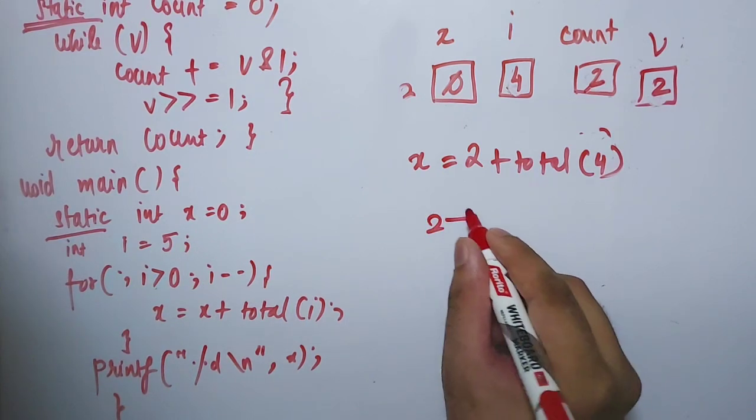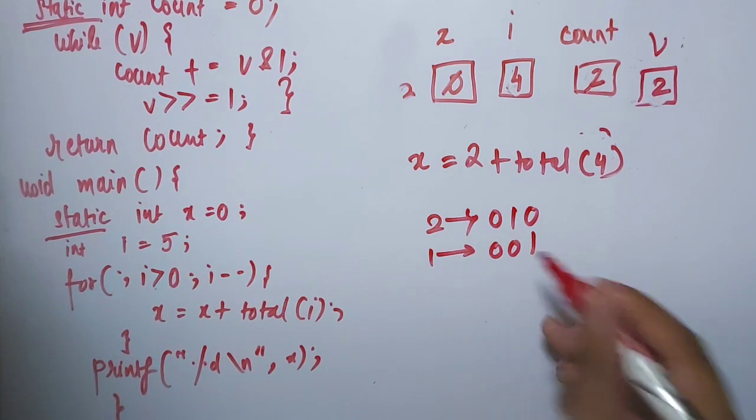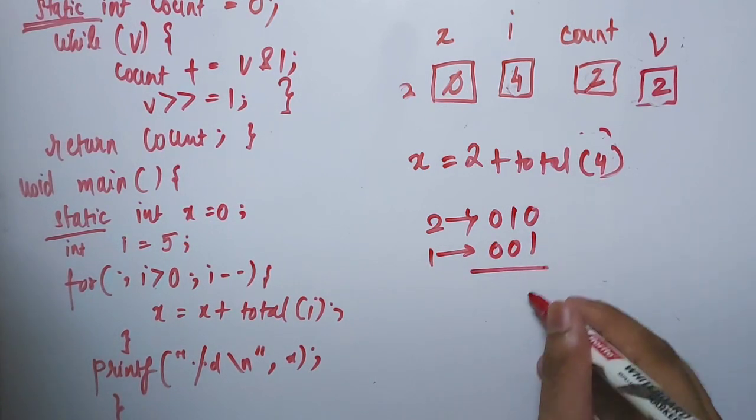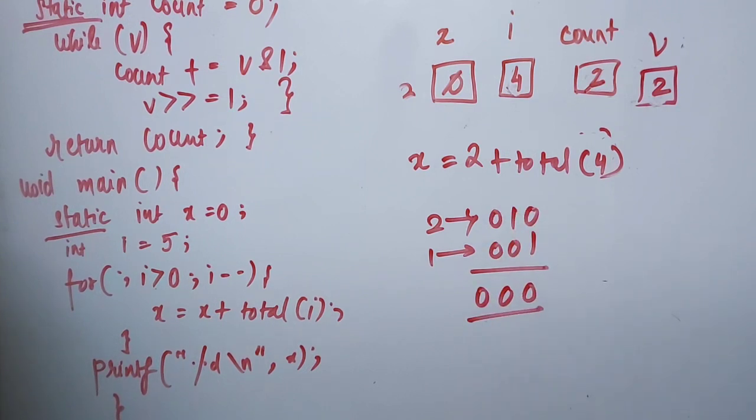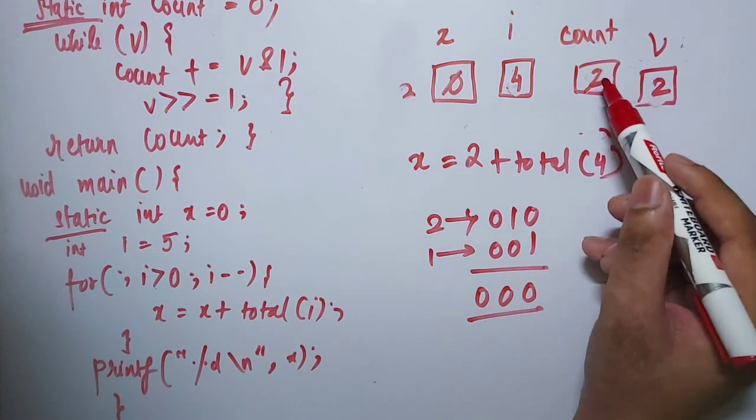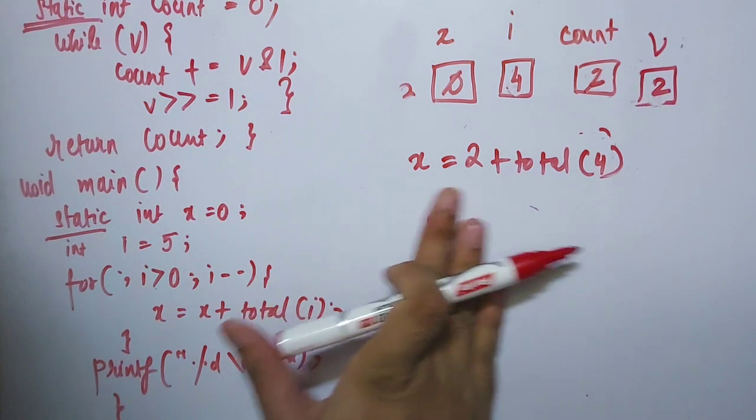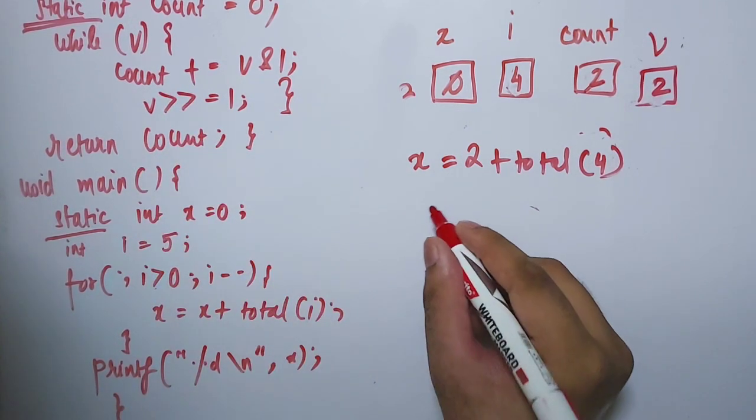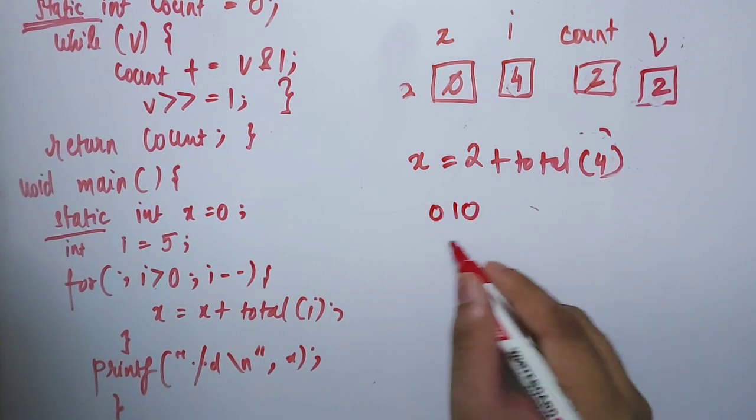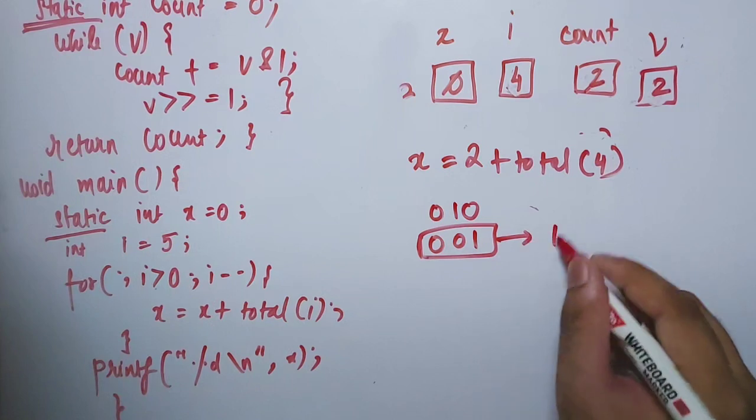ANDing. So 2 is 0 1 0, and 1 is 0 0 1. Simple: 1 and 0 is 0, 1 and 0 is 0, and 0 and 0 is 0. So it's 0. So count gets incremented by 0, which is 2. Now it will right shift 2, which is 0 1 0. It will now right shift to 0 0 1, whose decimal representation is 1.